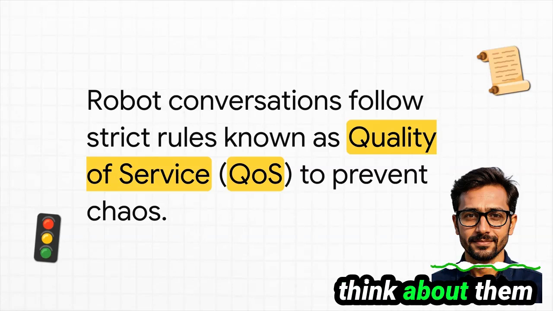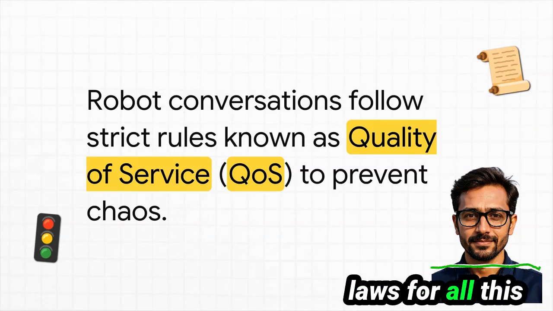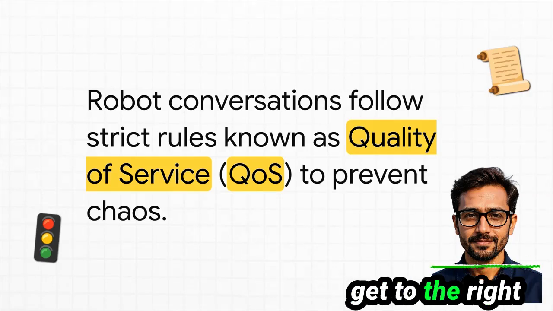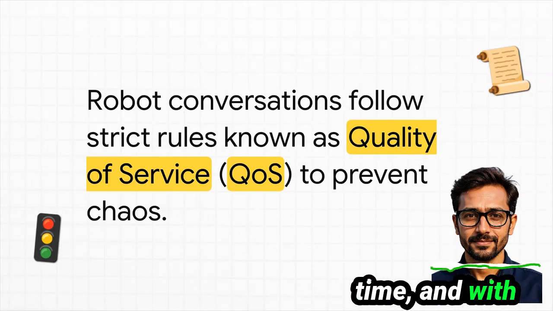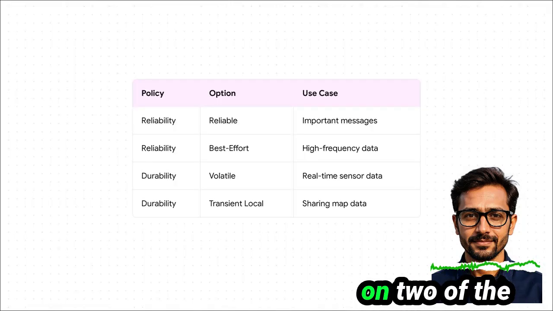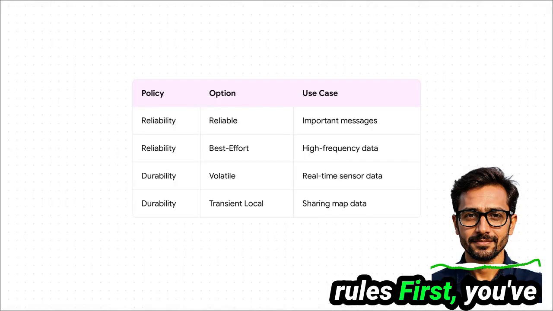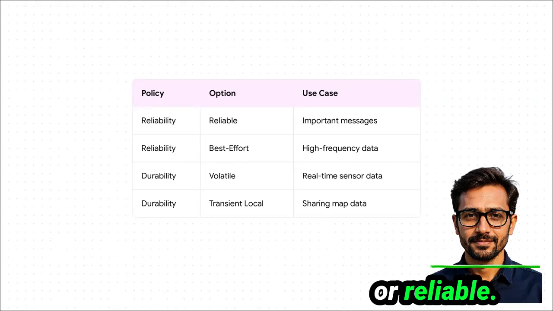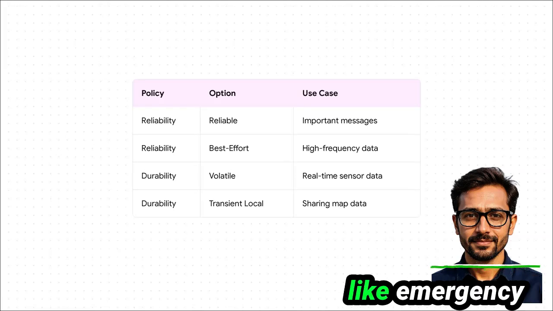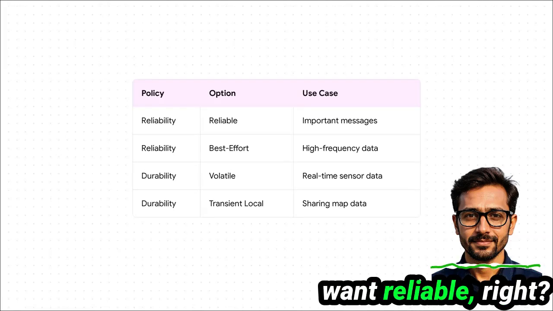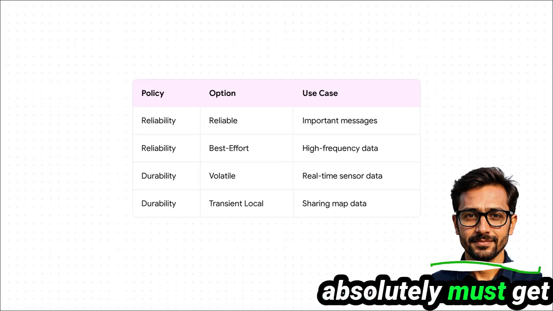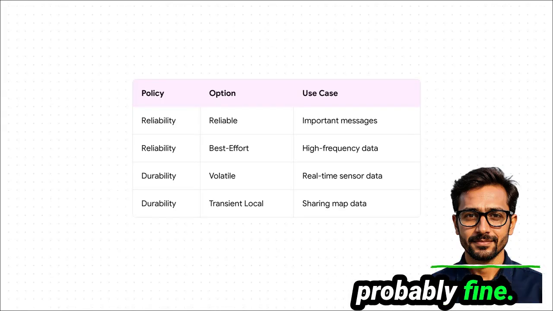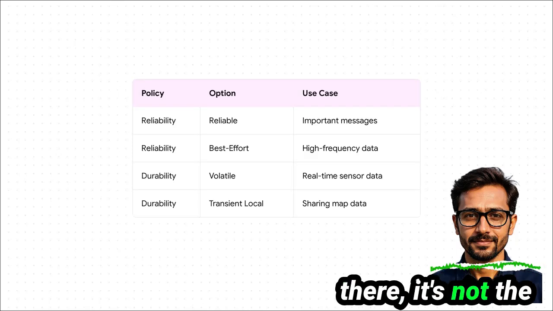The best way to think about them is as the traffic laws for all this internal robot communication. They make sure the right messages get to the right place at the right time and with the right priority. Let's just focus on 2 of the most important rules. First, you've got reliability. You can choose best effort or reliable. Now, for a supercritical command like emergency stop, you're going to want reliable, right? That message absolutely must get through, no matter what. But for a video feed, best effort's probably fine. If you lose a single frame here and there, it's not the end of the world.